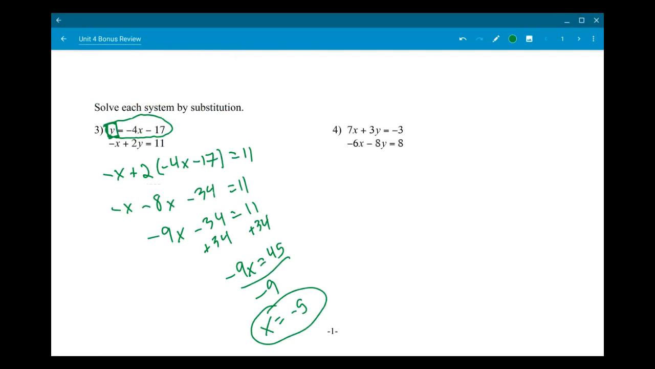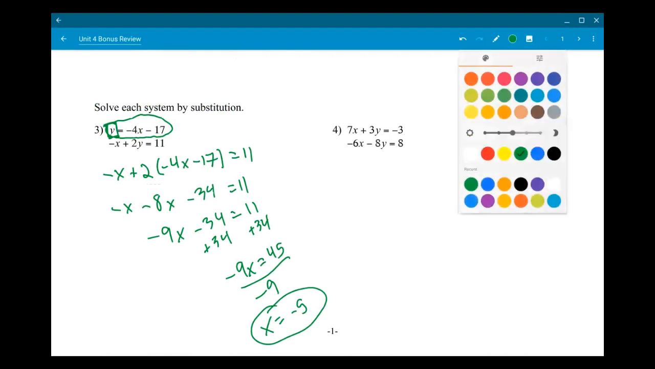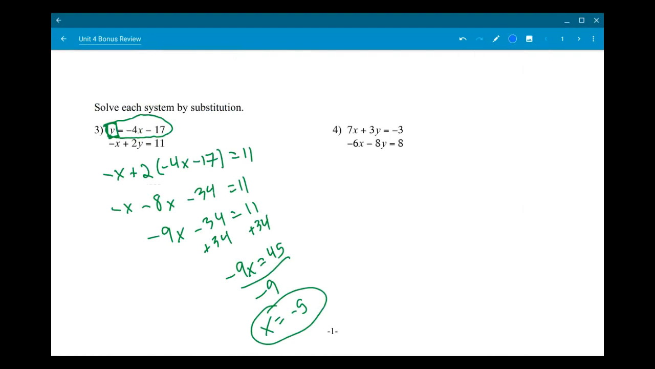Now, you don't have to take that whole process in reverse. What you can do is go to one of your original equations. I'm going to use the y equals 1. And instead of writing x, you can write negative 5 because you just solved for x and found that it was negative 5. You should get y equals 20 minus 17, or y equals 3.